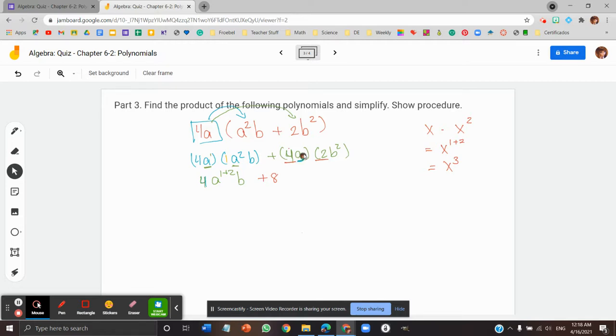I don't have an a, so I'm just going to write the a. And I don't have a b to multiply by, so I'm just going to write the b. And now I can simplify my expression. 4a to the third b plus 8ab squared. And that will be my answer.